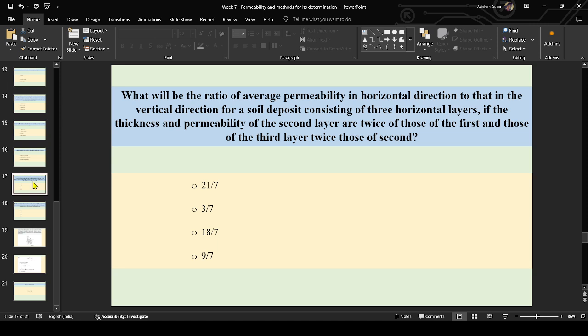That means whatever the value of thickness and permeability it is there in the first layer, the second layer it is twice of the first layer, and whatever the value is there in the second layer, the third layer is twice of the second layer. Okay, so in this case you have to find out the coefficient of permeability in both the horizontal and vertical direction and then find the ratio. So first option is 21/7, second option is 3/7, third option is 18/7, last option is 9/7.